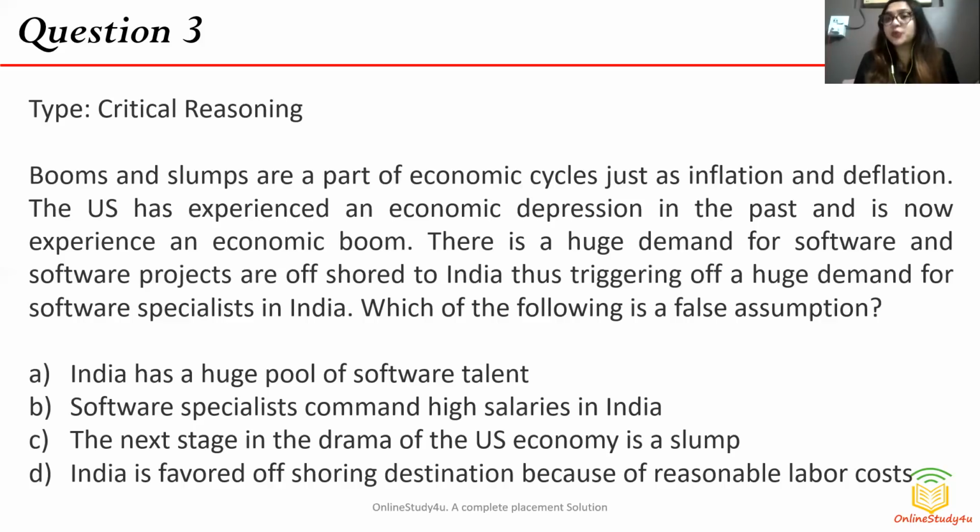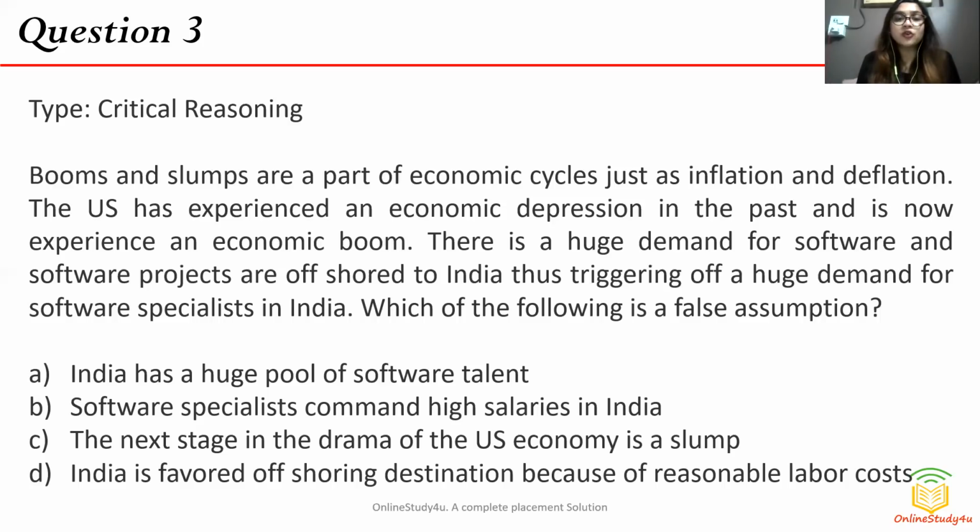Otherwise, in the first place, it wouldn't get offshored out here. Next, it says software specialists command high salaries in India. It then says the next stage in the drama of the US economy is a slump. Now, it says booms and slumps are a part of the economic cycles, just as inflation and deflation. So earlier there was a depression, now there is a boom. So of course, maybe again there will be a depression, because these are part of economic cycles, right? So this is also a valid assumption.